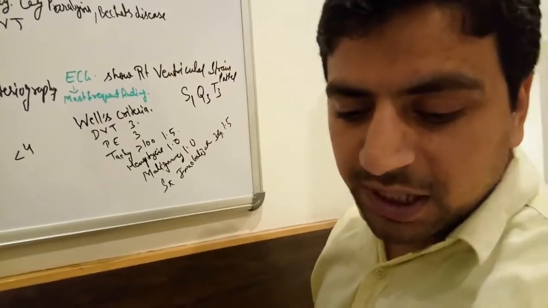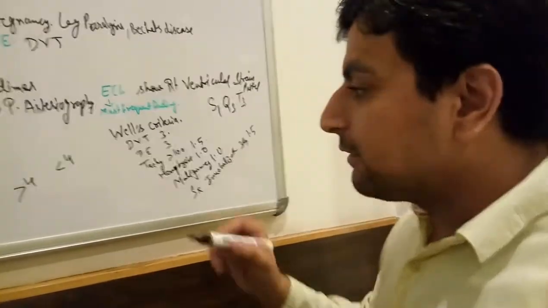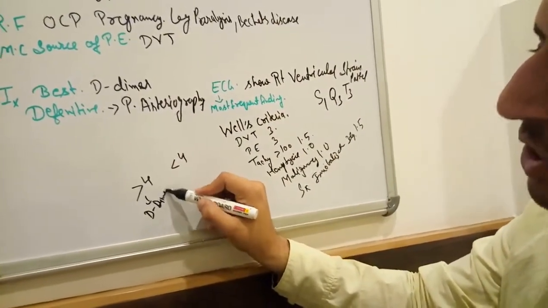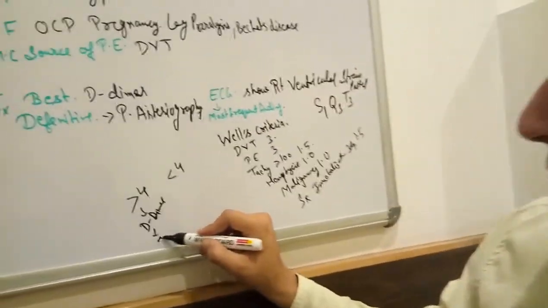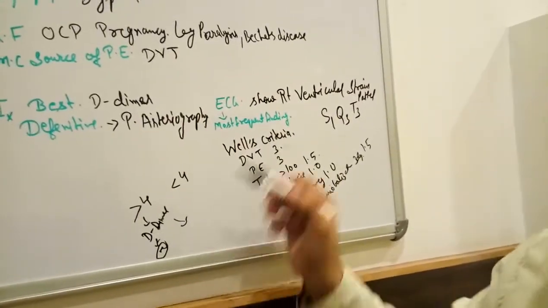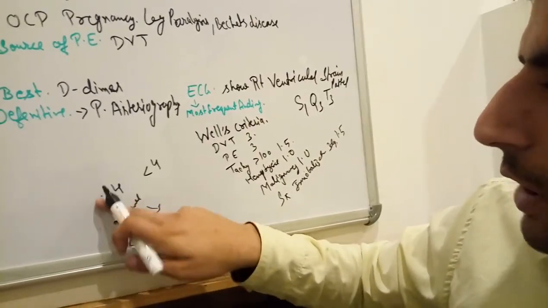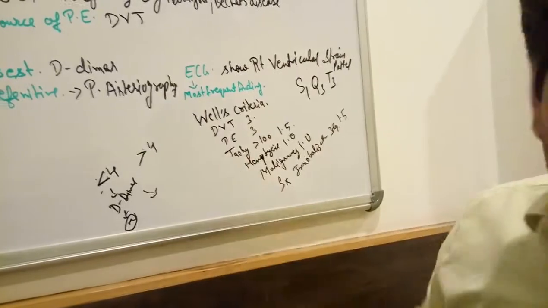If we suspect a patient has less than 4, then we need to go for D-dimer. If any surgery or we suspect some symptoms, if D-dimer is normal, then think about another disease. If D-dimer is positive, think here: it's less than 4, and it's more than 4.